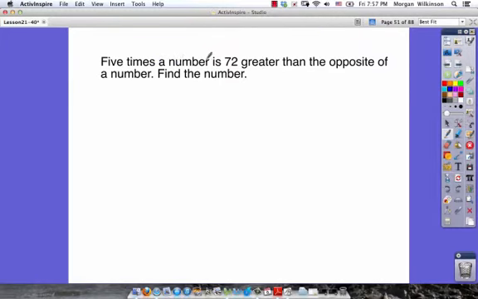5 times a number is 72 greater than the opposite of a number. Find the number. This is the type of problem where we have unusual quantities. And when we have this, all we're going to do is take this statement and put it into an algebraic equation. So 5 times a number, that's 5 times n. 5 times a number is, so that's equal to, 72 greater, so we're going to be adding, than the opposite of a number. So the opposite of a number is going to be negative n, because we're taking the opposite of that number. And then it's 72 greater than that. So we're going to add 72.